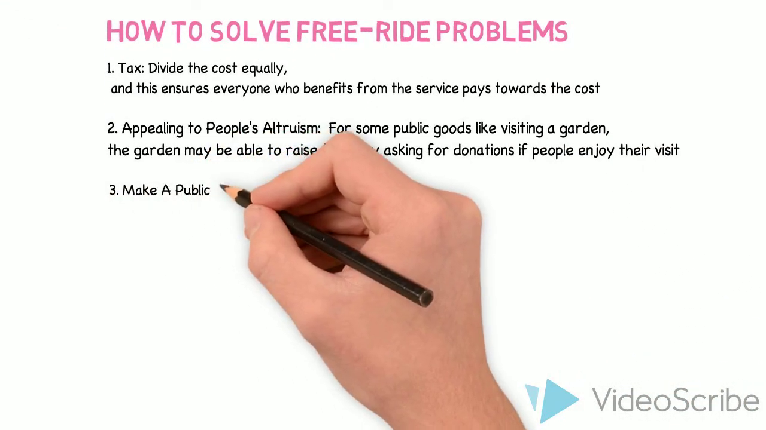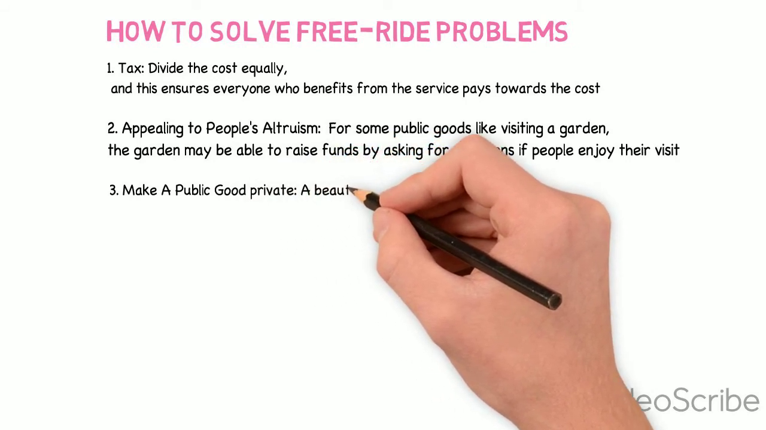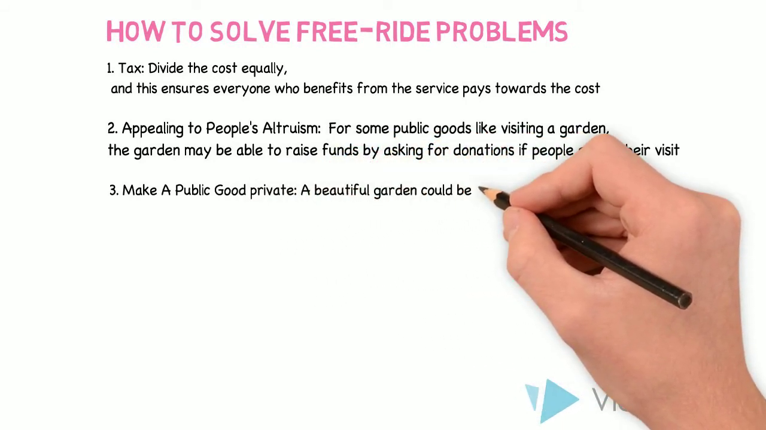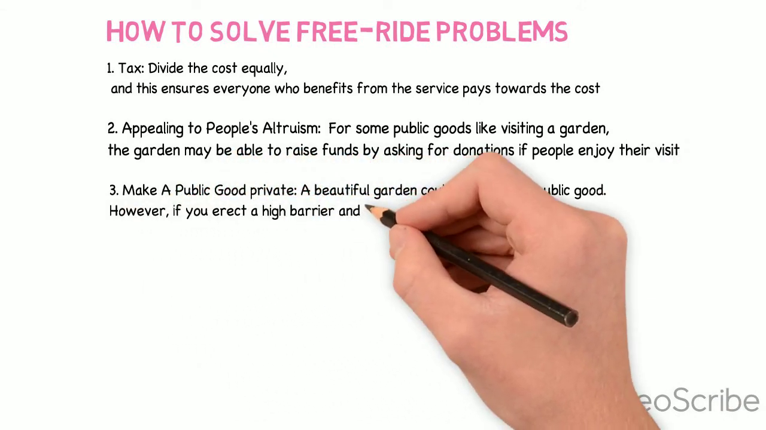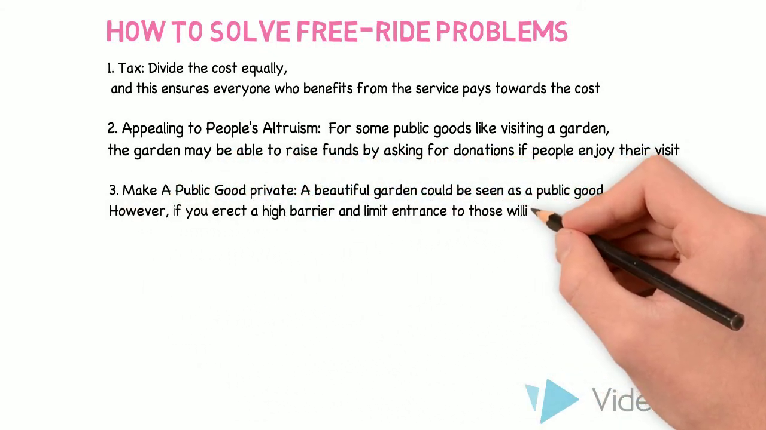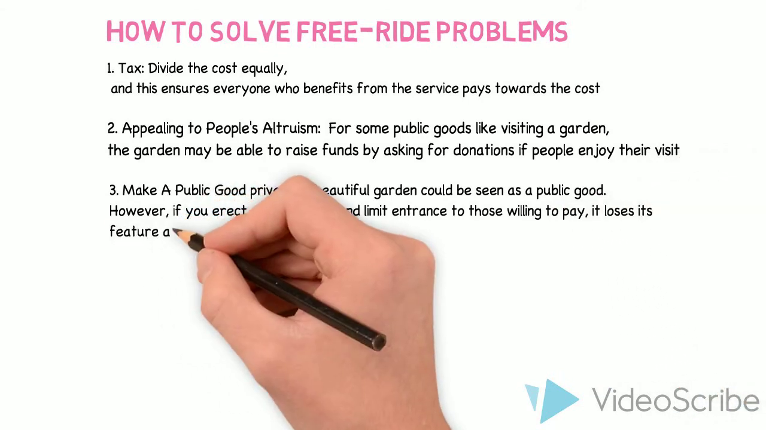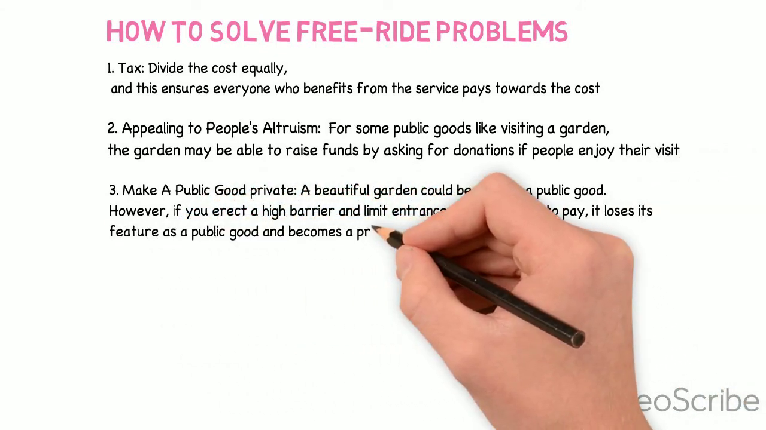Third, make a public good private. A beautiful garden could be seen as a public good. However, if you erect a higher barrier and limit entrance to those willing to pay, it loses its feature as a public good and becomes a private good.